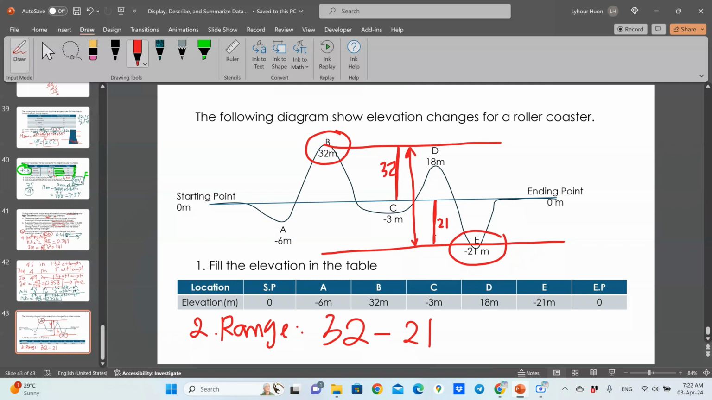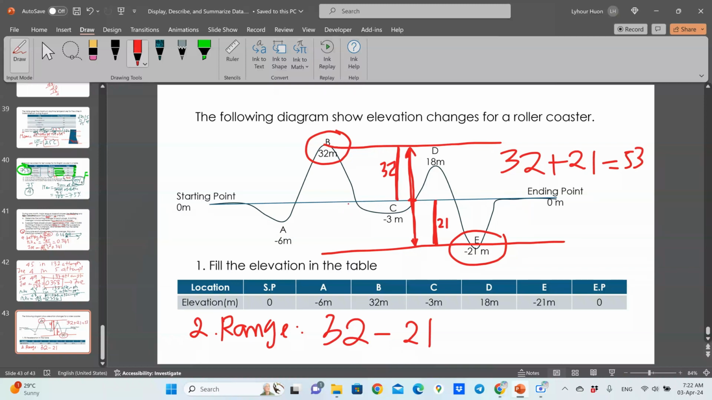Wait. Logically, it should be this distance plus this distance, right? Because the distance is from the top until the ground, not just the difference. So we add it. By seeing, or logically, we should be adding 32 plus 21. That will be the range, which is 53.